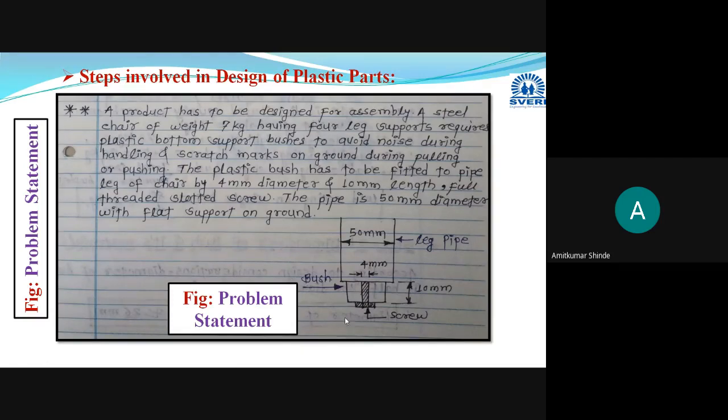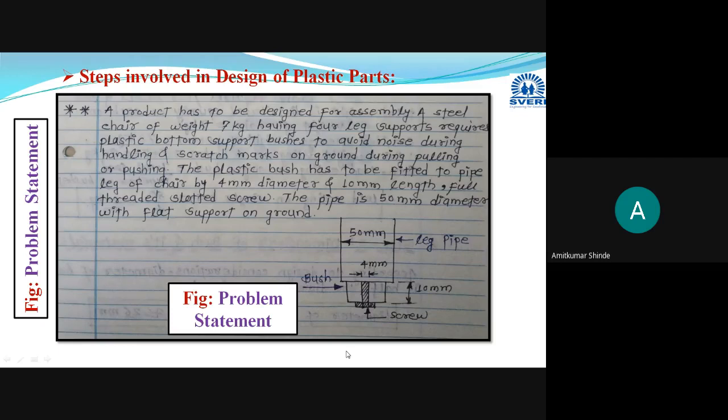The boss will be there as you require it to assemble that bush to the chair leg. Here a screw must be provided, and to provide the screw, a boss will be there. So this is the initial diagram they have provided for reference.